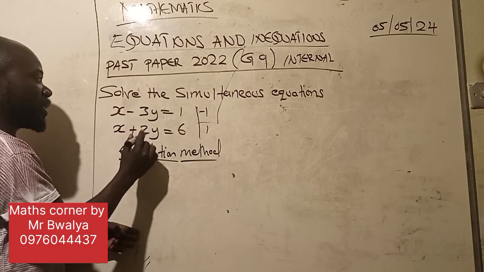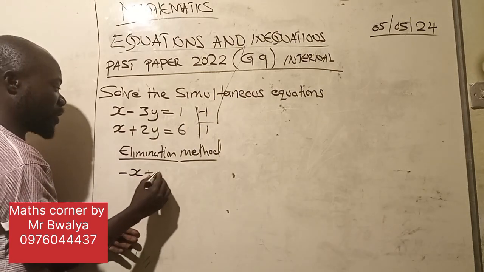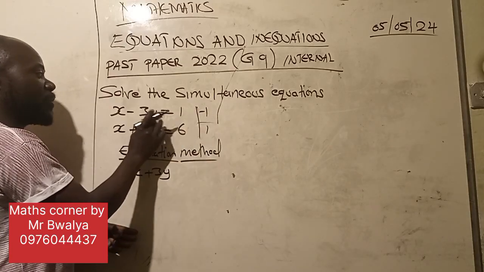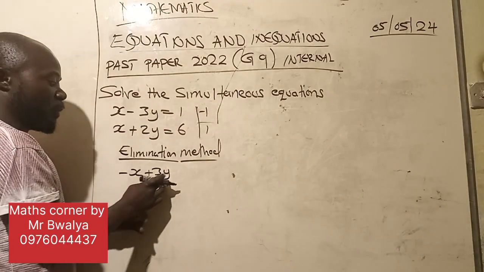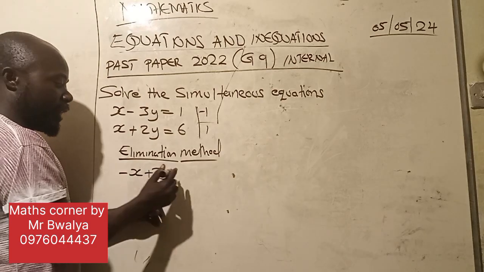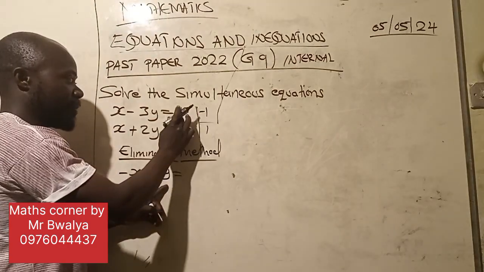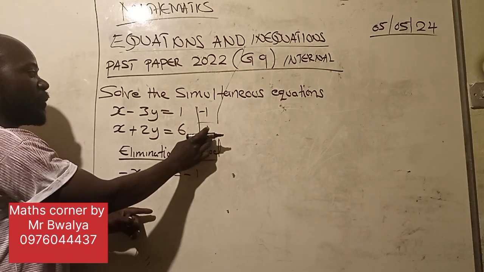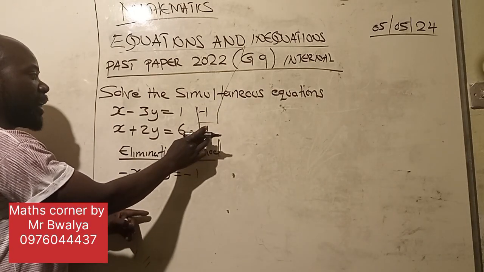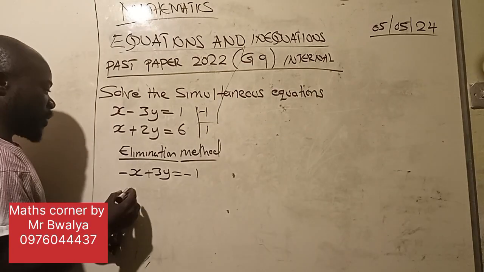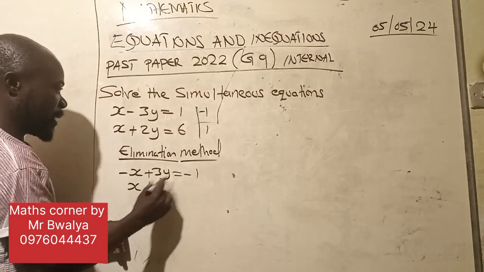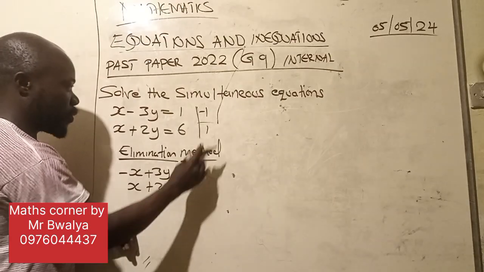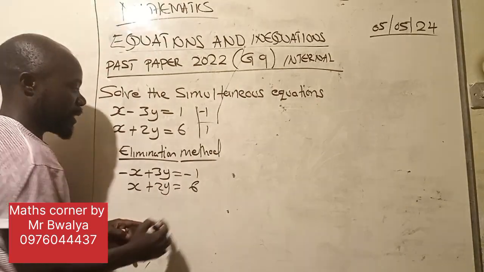Then negative 1 times negative y will give us positive y. Then equals negative 1 times 1, which gives us negative 1. We are done with this one. Then you multiply by positive 1: 1 times x will give us x, plus 1 times 2y will give us 2y, equals 1 times 6, which gives us 6.